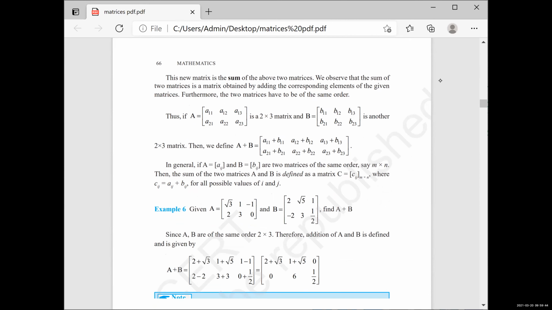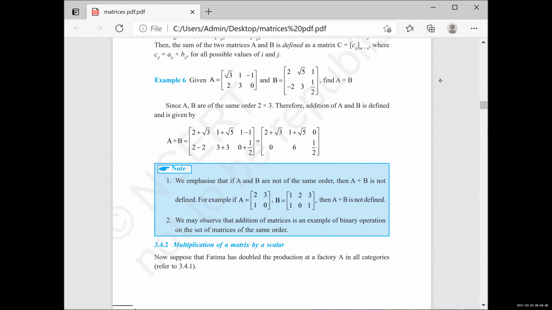Okay, then one example is given. Look at the note. Okay, that's important. If A and B are not of the same order, then A plus B is not defined. We can't define A plus B. Look at here, one example is given. A is a square matrix, isn't it? Square matrix of order 2. Look at the matrix B. What is the order given here?